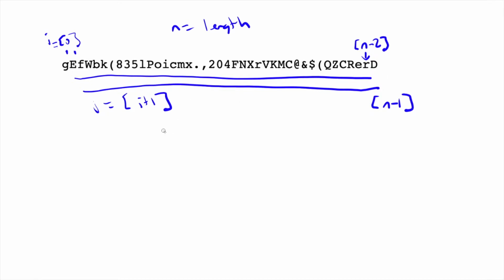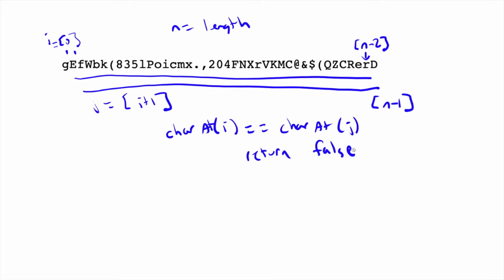If at any time we find a duplicate by comparing the character at index i, if at any time that equals the character at index j, we can return false because the characters are not unique. We found a duplicate. If we make it all the way through the two loops and we don't find any duplicates, then at the end we can just return true. Let's go implement this in Java.